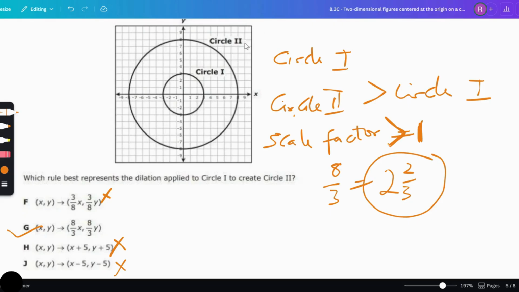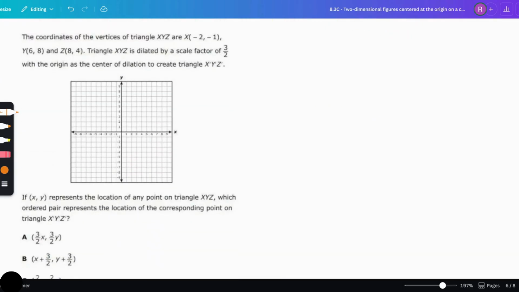So assuming it is circle 2 that we dilated to get circle 1, then it might have been F. But because we dilated circle 1 to get a bigger circle, that means we multiplied by a number that is bigger than 1. If you multiply by a number that is smaller than 1, the circle will be smaller. So that is it. The coordinates of the vertices of triangle XYZ are this.